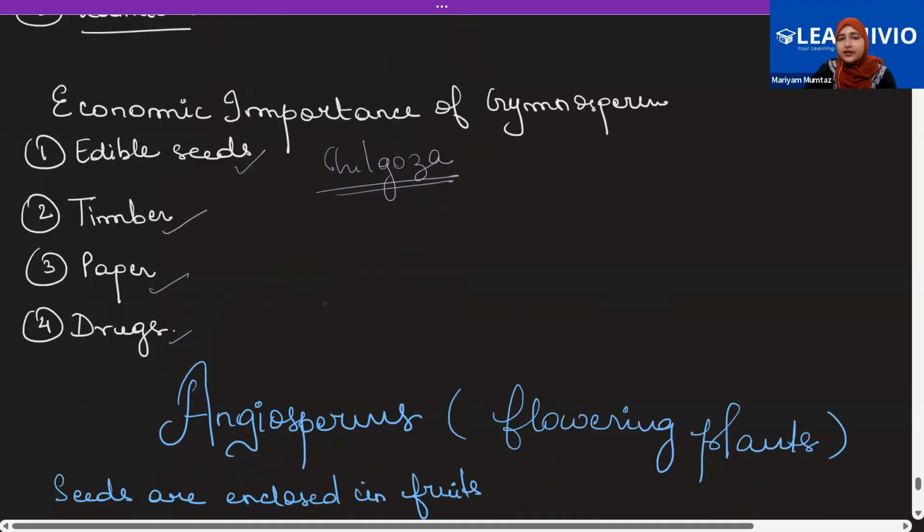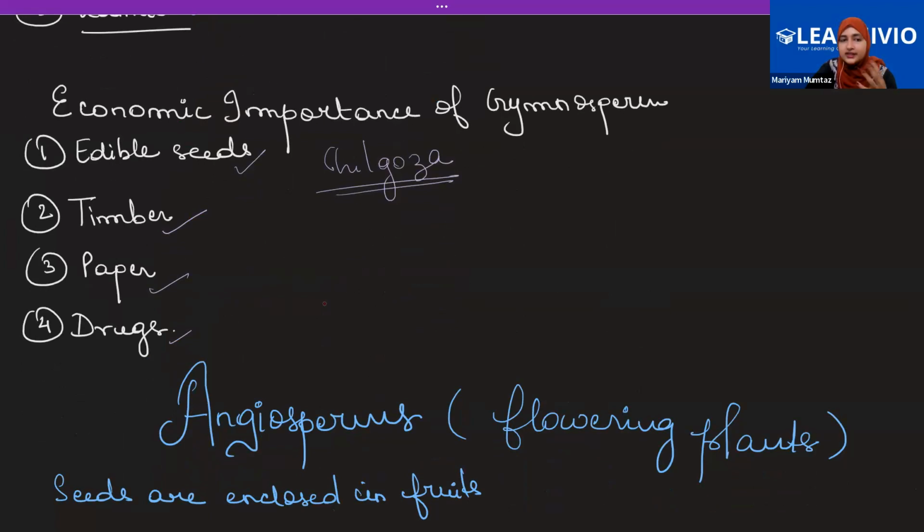Talking about economic importance. First of all, many times the seeds are edible, so people can consume them. You might have heard about chilgoza. Chilgoza seeds are edible seeds. Then the wood of the gymnosperms is used as timber. They are also used for manufacturing of paper and also manufacturing of drugs. The anti-malarial drugs also come from the gymnosperms. Clear?